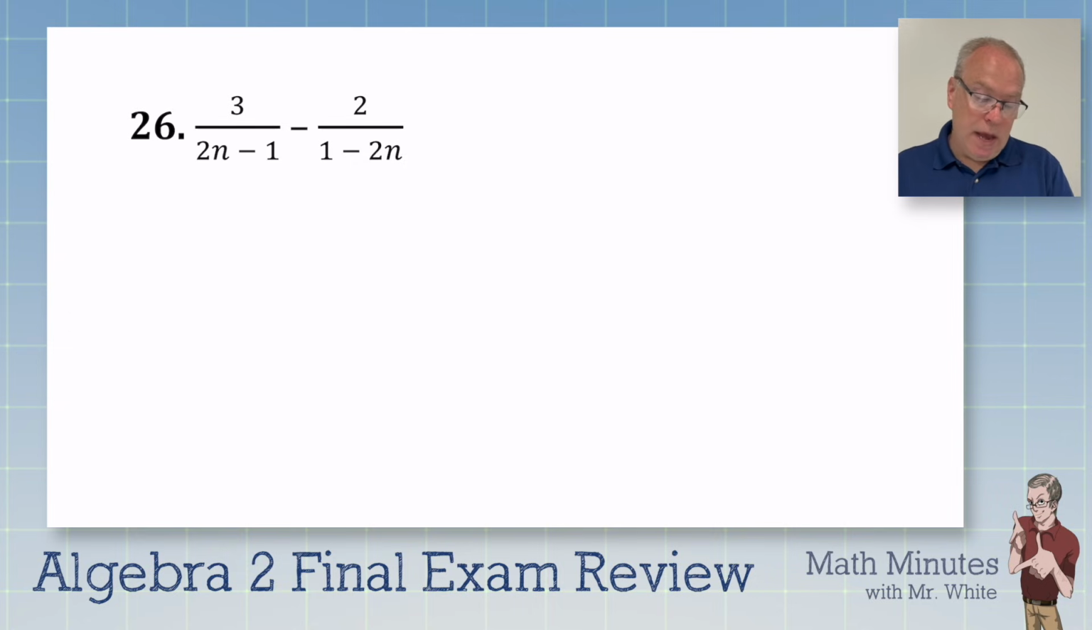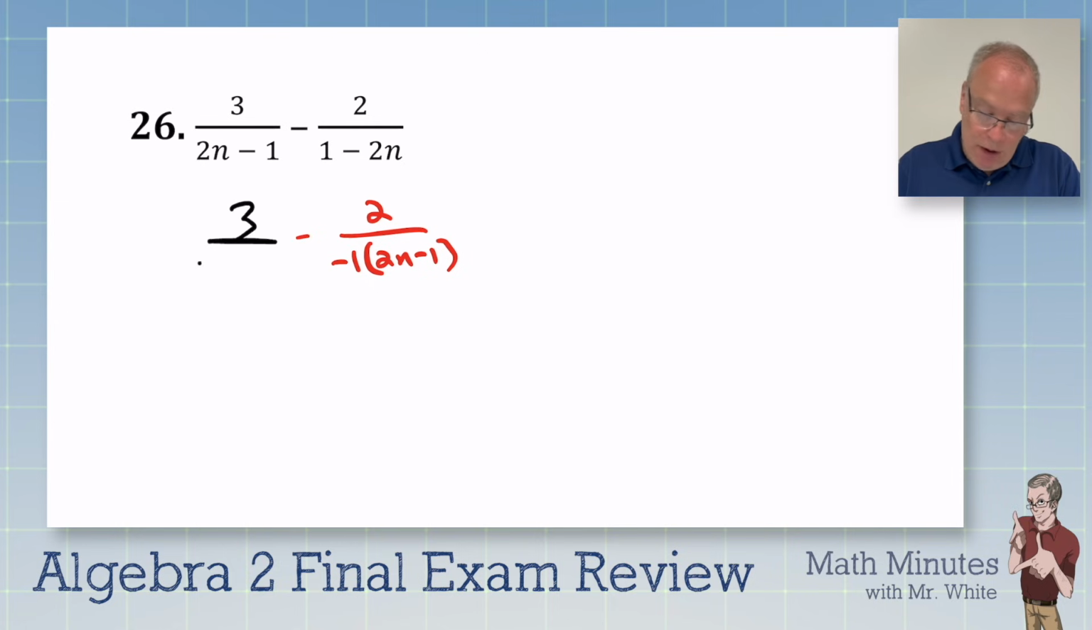Okay, we've got to get a common denominator here, and you might think that these are completely different denominators until you look more closely and realize they're kind of similar, right? They both have a 2n, just the signs are different, and they both have a 1, the signs are different. So the way you get them to be the same is to recognize that you can factor a negative 1 out of one of them. And now they look much more similar, right?